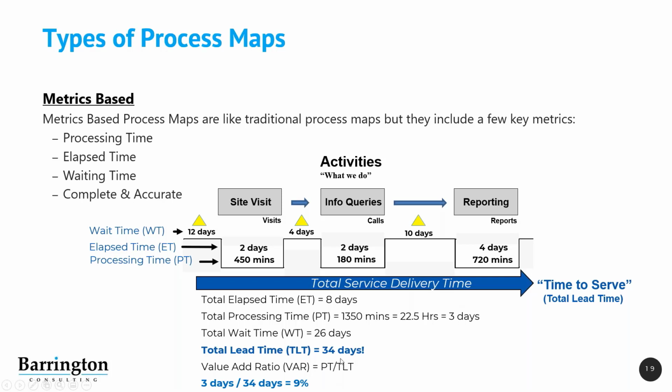This also allows us to look at the value-added ratio, which is a form of benchmarking. What this allows us to do is look at the industry standard, depending on the industry you're working in, to see what that value-add ratio should be. In this example, it's 9%, meaning of the total time, 34 days, that lead time, only 3 days are spent actually working on that product or service. So that's a 9% value-add ratio.